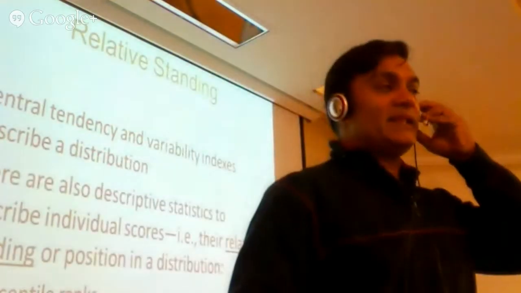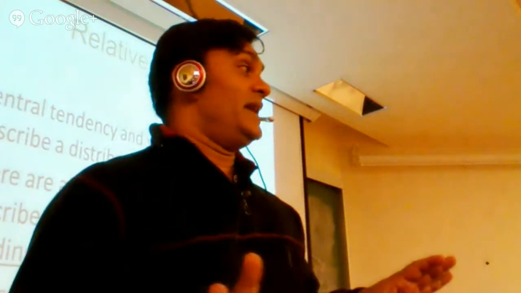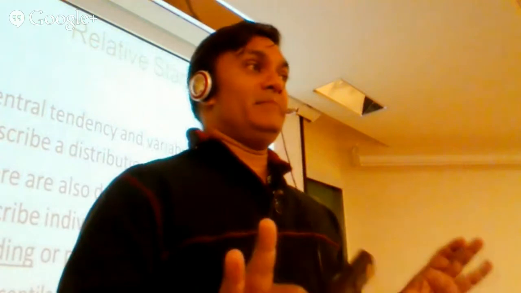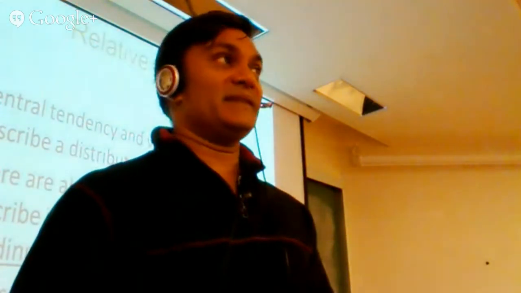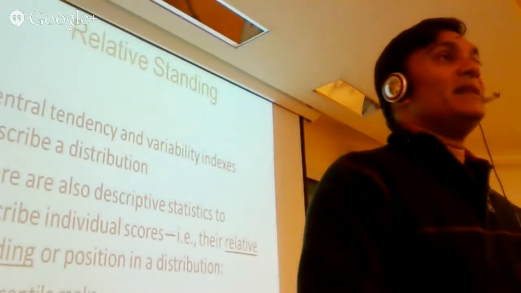So let us move on now to this thing called relative standing. We've already touched upon it when I mentioned that if you get one standard deviation below the mean in your midterm, it means that you're better than 16% of the class. That's a relative standing. That's a standing of where you are relative to everybody else. So we're going to look at two kinds of relative standing measures, percentiles and standard scores.